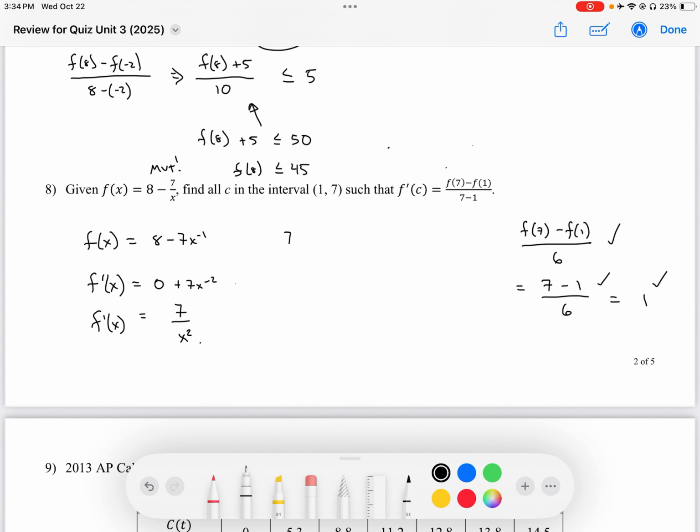So we need 7 over x squared to equal 1, which means that x squared equals 7, which means that x equals plus or minus the square root of 7. But we're only going to choose the positive because we're on the interval 1 to 7. So that is my answer. x equals the square root of 7. Okay, there we go.